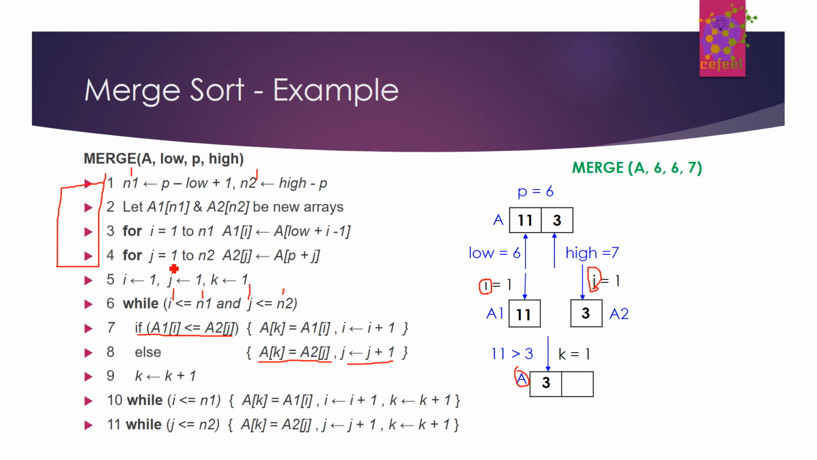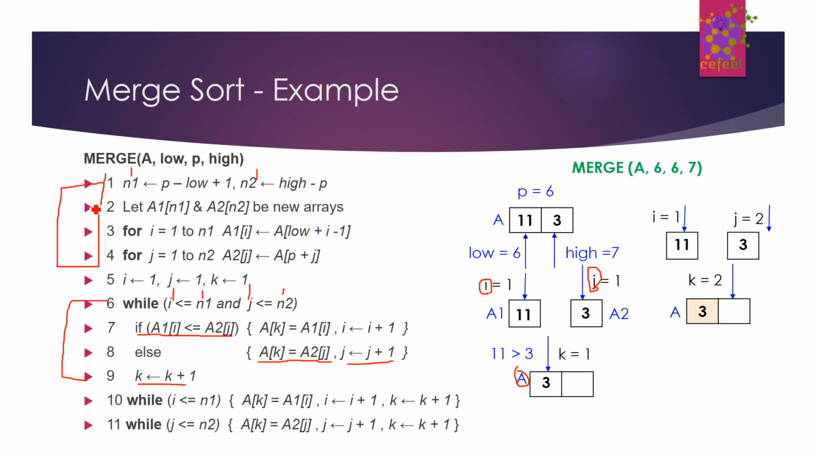Once 3 is copied, we'll go to step 9. So essentially j will be incremented and k will be incremented. So this is how it will look. So j will now become 2 and k will also become 2. Now we'll come back again to step 6, where the while condition needs to be executed. Now notice what will happen here. J has become 2, so this while loop execution will stop, because j is now 2.